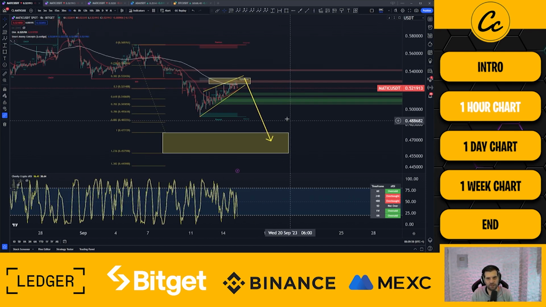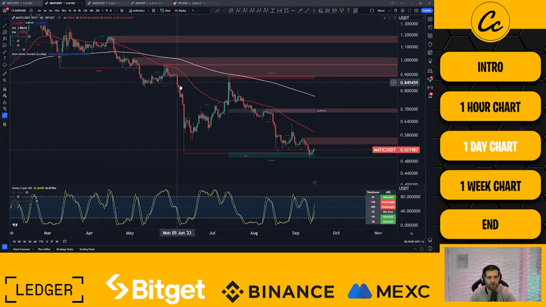So we can see that on this hourly chart, we still have progression to the downside to be expected. We aren't thinking that we are done with this bear market just yet for Polygon's MATIC. Let's move on over into the daily time frame.